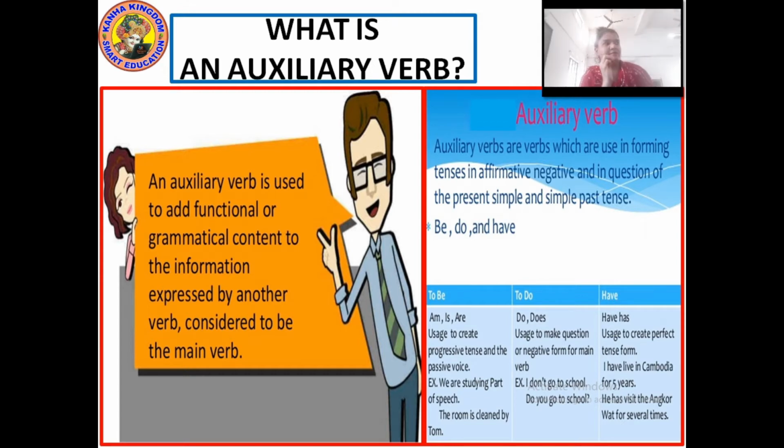Now how can we use that? They are used to create perfect tense forms. Have and has are being used for perfect tense forms. Like, I have lived in Cambodia. Cambodia is the name of a place. For 5 years. He has visited the Angkor Wat for several times. Okay, perfect tense. In the perfect tense forms you will use have and has.